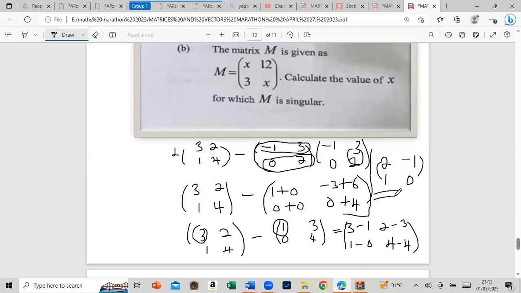Oh, she got the 1 and the 0. But the top one, she had -2. All right.